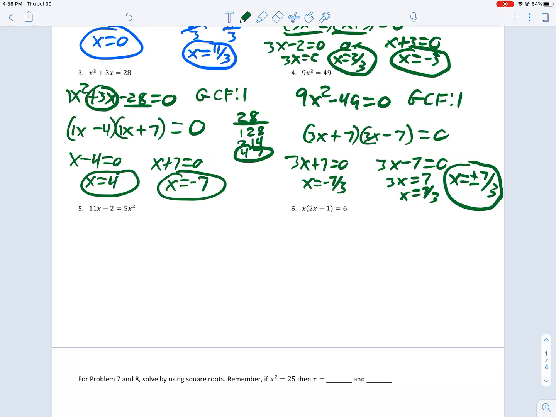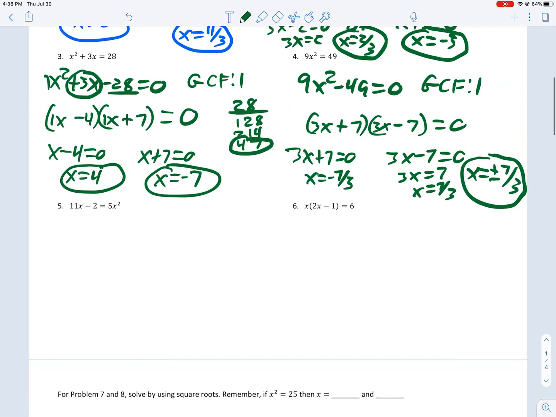Okay, looking at 5. 5 is really different now, right? Doesn't equal 0. The x squared is on one side, the other values on the other. So I'm going to move both of these to the other side. So I'm going to subtract 11x, and I'm going to add 2. So again, I took 11x and 2 and moved them to the right. Some of you are like, well, why don't you just move the 5x squared over? Because I don't want a negative 5x squared when I go to factor. It just makes the factoring more complicated.